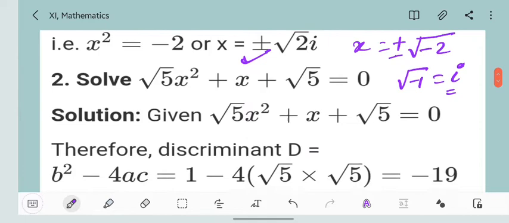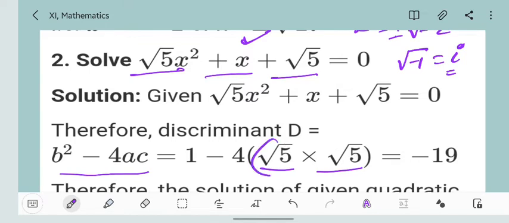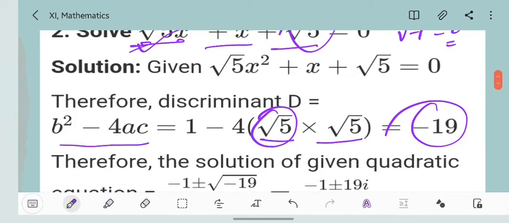Next one. Solve square root of 5 x squared plus x plus square root of 5 equals 0. So finding the discriminant here, D equals b squared minus 4ac, which equals 1 minus 4 multiplied by square root of 5 into square root of 5, the coefficient of x squared and the constant term, which is square root of 5. So the result will be minus 19. That means D is less than 0.